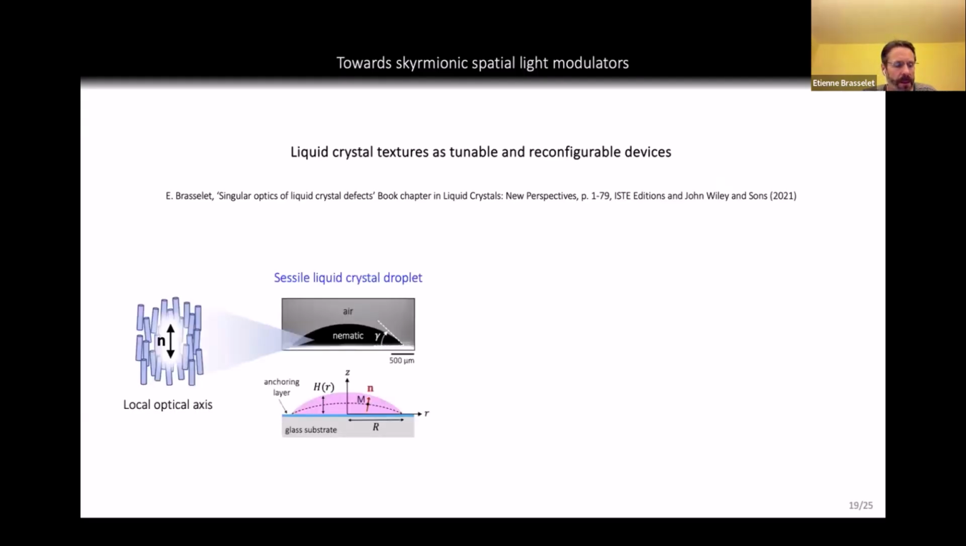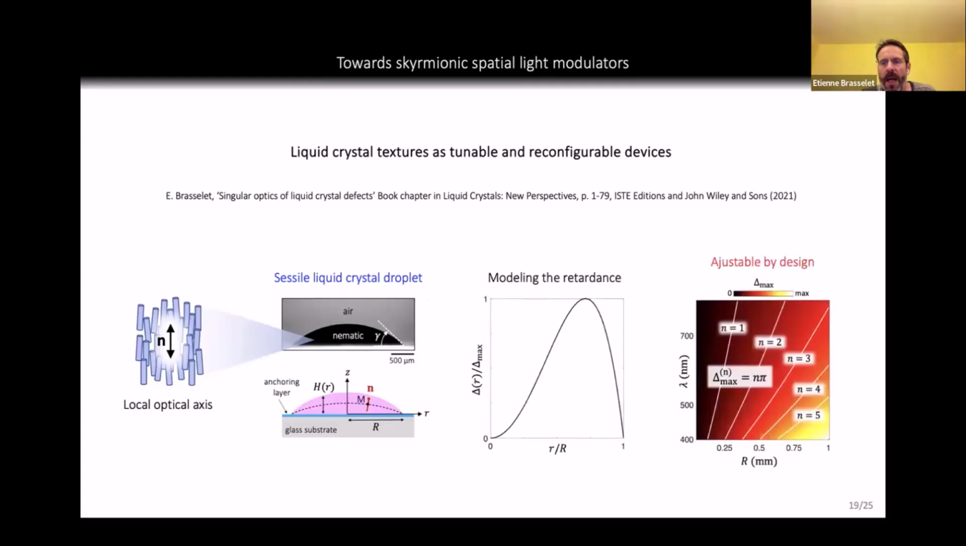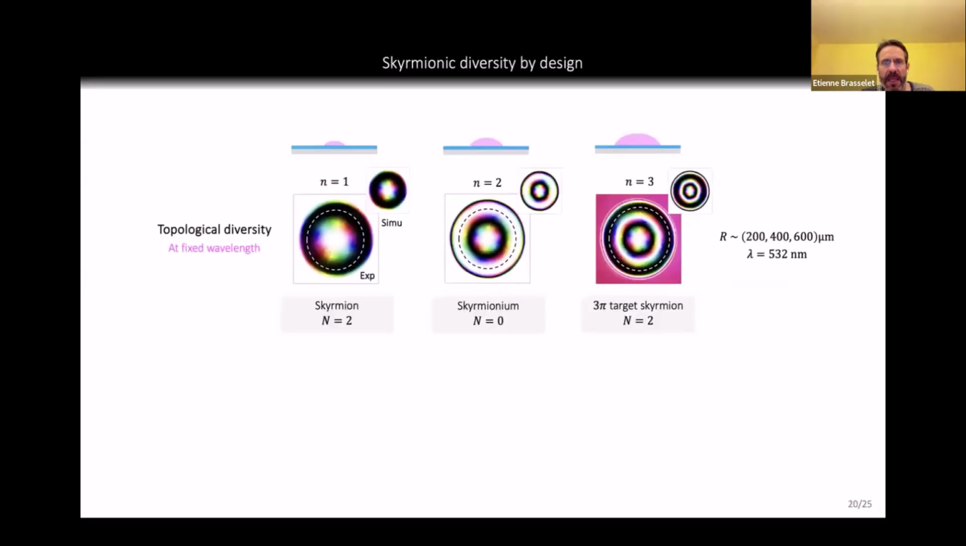And here is an example of recent work where we used a simple sessile liquid crystal droplet deposited on a glass, properly treated, to have a particular local optical axis orientation for the liquid crystal, described by the director field n, and from which you can proceed to a modeling and an analysis of what you could get by adjusting this design. The experiment is realized here with three different kinds of droplets, where the topological diversity from the skyrmionic features is demonstrated here with three different droplets at a given wavelength. You can extract different skyrmionic topologies here.